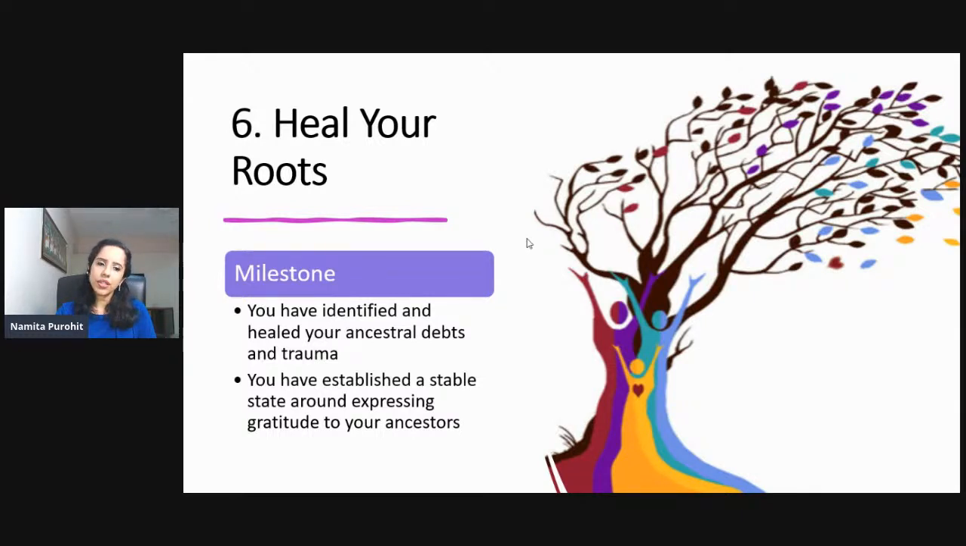So what is the milestone here? You've identified and healed your ancestral deaths and trauma. And what does that mean? You've also identified and healed any trauma in your ancestral family constellation over the last 7 generations, wherever certain family basic rules and orders were not followed. You're bringing that whole energy back into balance, because that affects you also, right? And you've established a stable state of expressing gratitude to your ancestors every day, right?